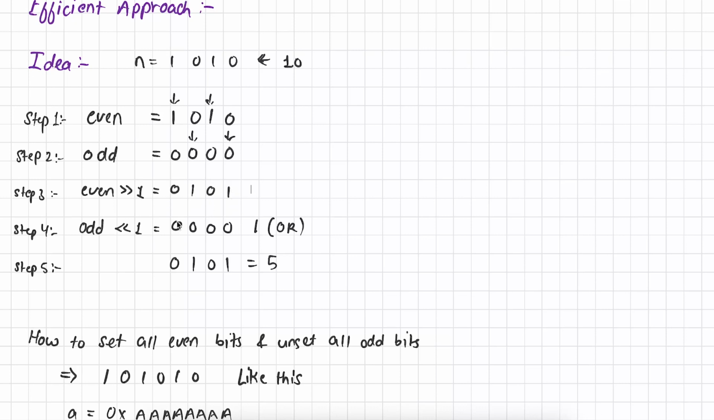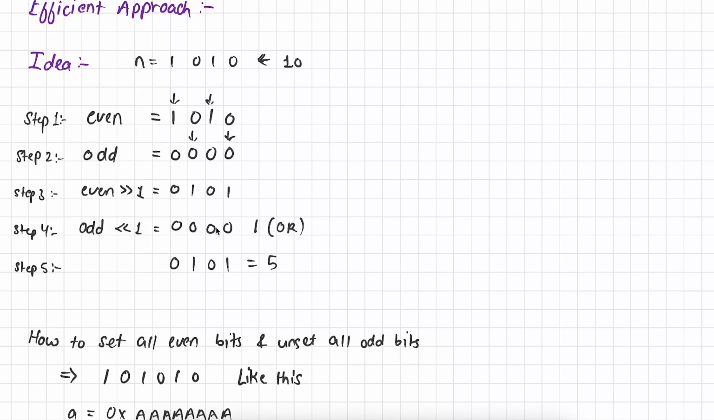In the next step, we shift our odd number by one position towards the left. So then the number becomes 0000. After shifting the even number one position right and the odd number one position left, we simply do the OR operation.